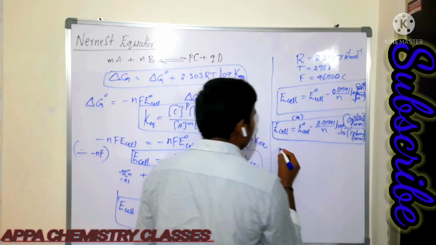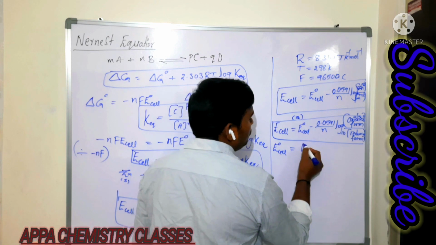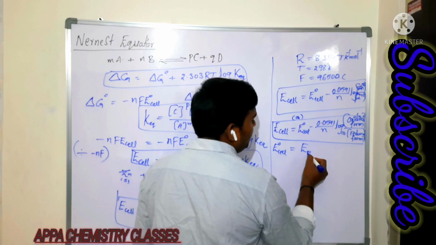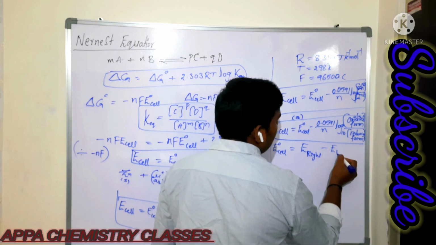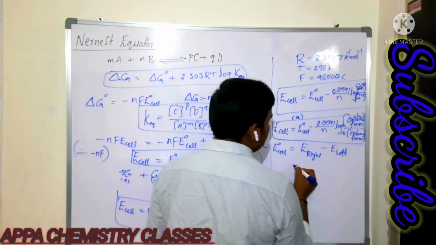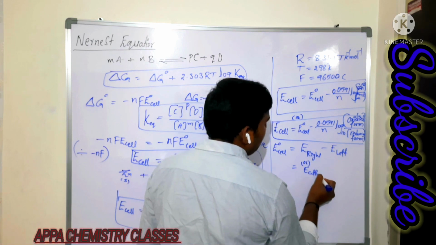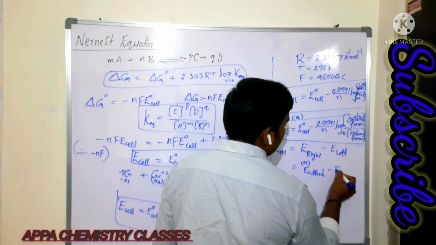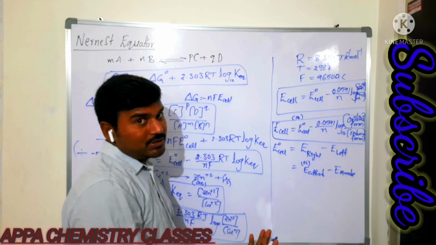Now here, what is E naught cell? It is the standard electrode potential. How are you going to calculate it? That is E right minus E left, that is E cathode minus E anode. This we had seen in the last class. So we'll apply this Nernst equation for single electrodes also.